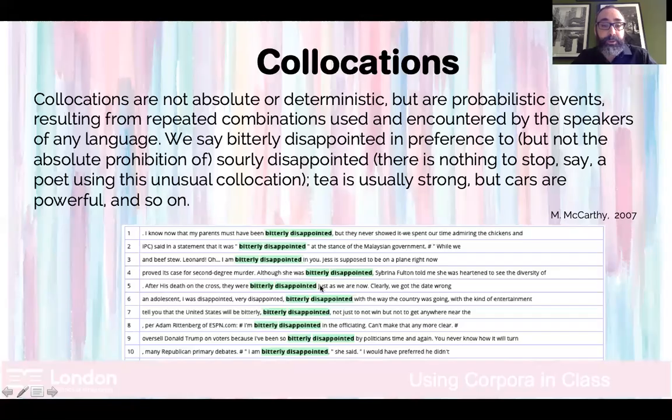And here at the bottom, you have an example of that. Again, this is an example from corpus linguistics. And here you see this bitterly disappointed used in context, okay? And if you enter bitterly disappointed in a corpus, you will see that there are hundreds of examples. However, if you enter sorely disappointed, you might get one or two, but you will see that it is not that frequent. And that tells us that that's not usually a collocation we can use in English.